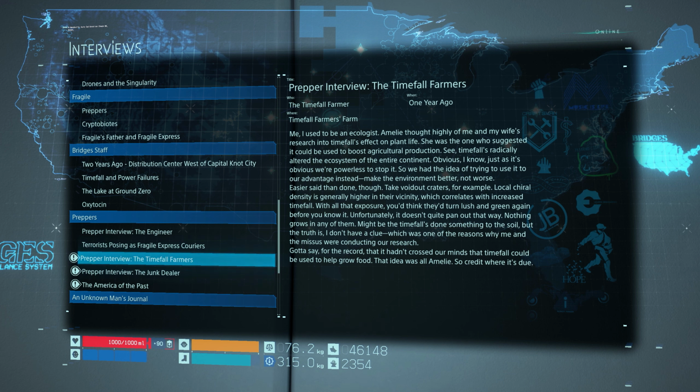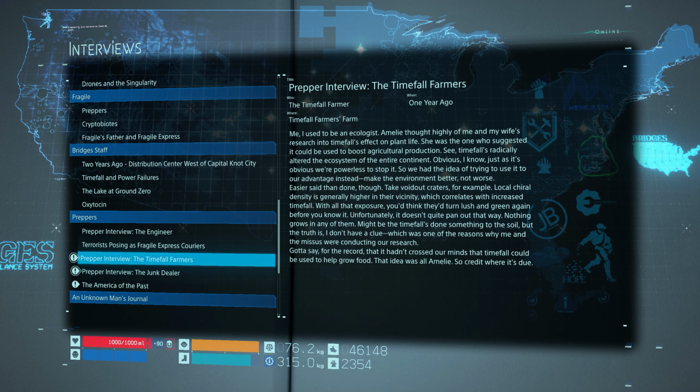Take void-out craters, for example. Local chiral density is generally higher in their vicinity, which correlates with increased timefall. With all that exposure, you'd think they'd turn lush and green again before you'd know it. Unfortunately, it doesn't quite pan out that way. Nothing grows in any of them. Might be the timefall's done something to the soil, but the truth is, I don't have a clue. Which is one of the reasons why me and the missus were conducting our research.